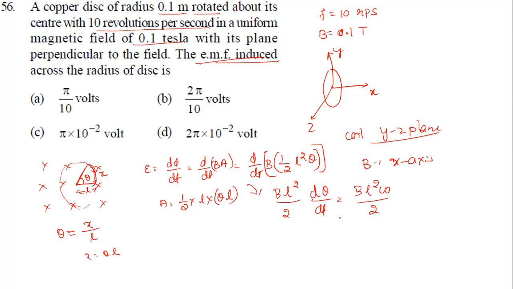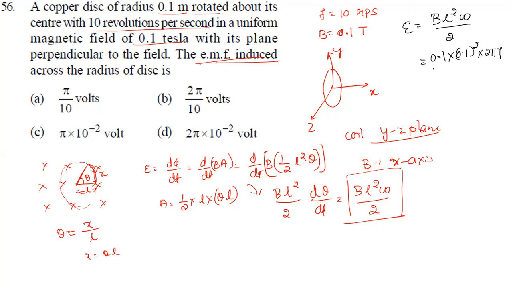This derivation is not done in the regular classes. This is the actual formula for a rod moving perpendicular to the plane of the coil. So this formula I'm going to use in this case. Induced EMF equals B L square omega by 2. So how much is B given? 0.1. L square: the radius is 0.1, so 0.1 square, into omega.